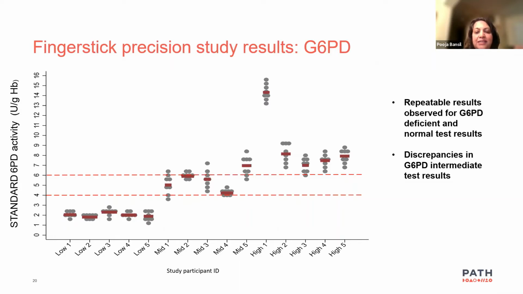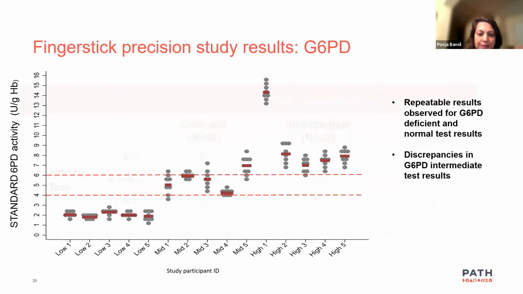According to the reference assay, mid-5 is actually a normal with 93% G6PD activity. So the results indicate that repeatable results were observed for G6PD deficient and normal study participants, and most of the discrepancies observed were among the intermediates. Also, there is greater variability as G6PD activity increases, and some variability will result in test results that cross over thresholds used for semi-quantitative G6PD status classification.